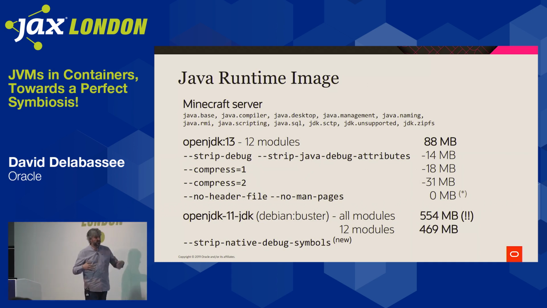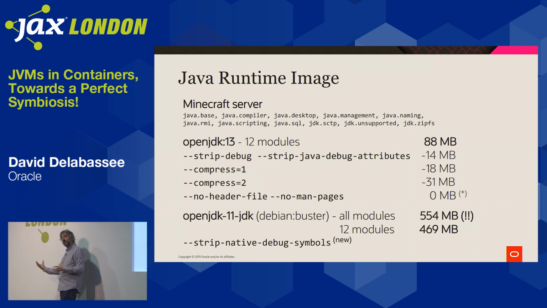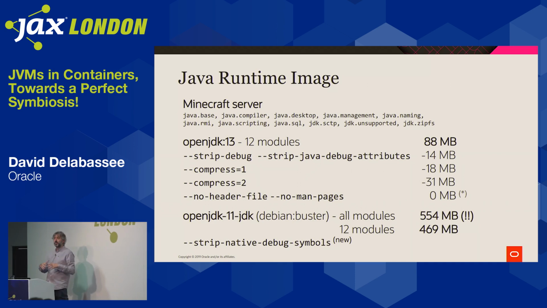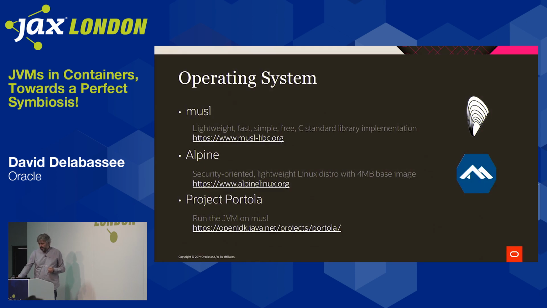So that's still huge. The good news is that in Java, I think it's Java 13, we have introduced a new capability that gives you the ability to strip out the native symbols from the custom runtime image that jlink produces. So that's something you want to use if you're using one of those Debian distributions. So using jlink is something we can use at the Java runtime layer.